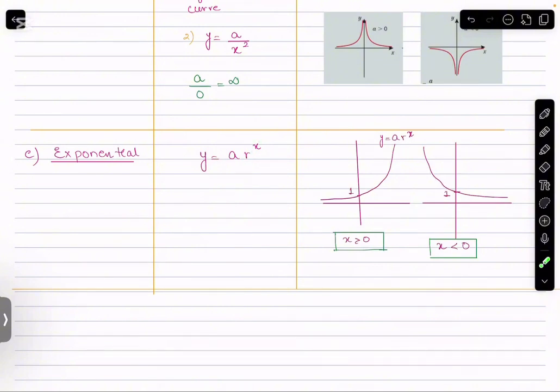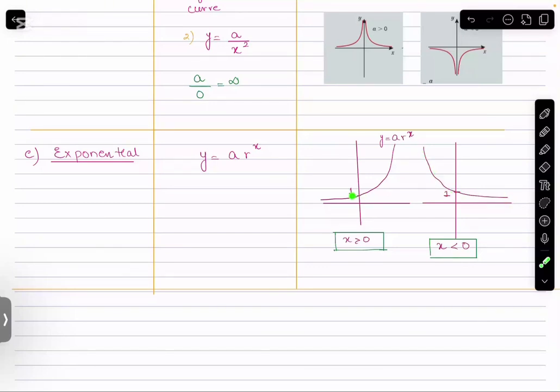So this is a very typical case where the graph just crosses the y-axis and then it becomes asymptotic towards the negative x-axis when your x is greater than 0. So y equals a r to the power of x, x is greater than 0. This is then going to be the shape of the graph, and it's going to be opposite when your x is less than 0. This is how the graph is going to be.